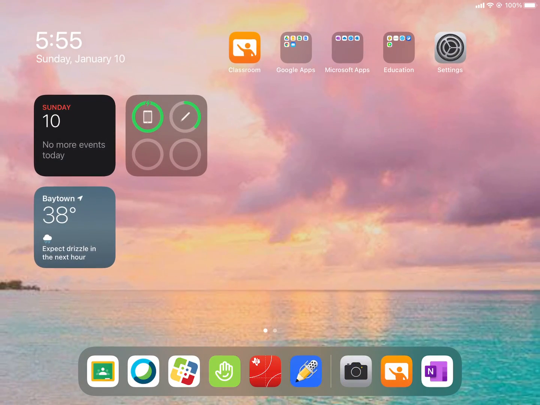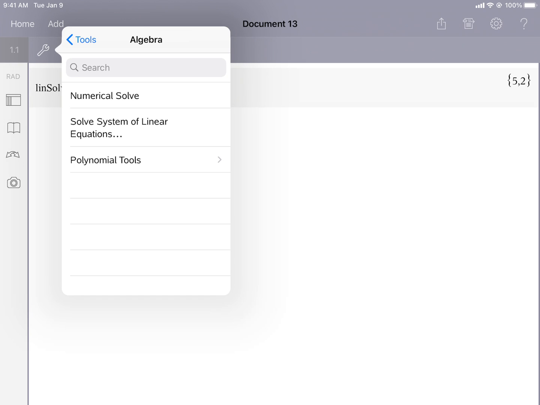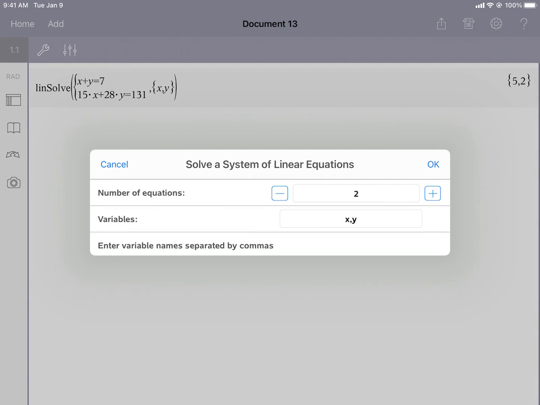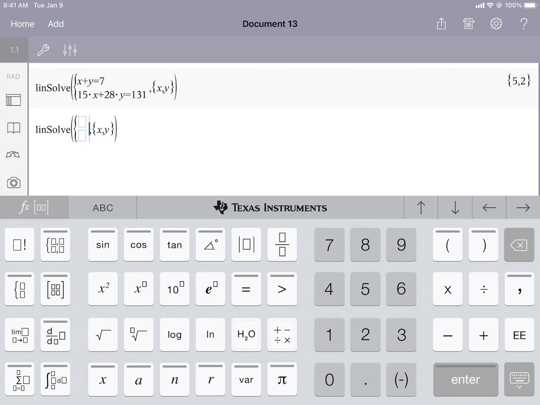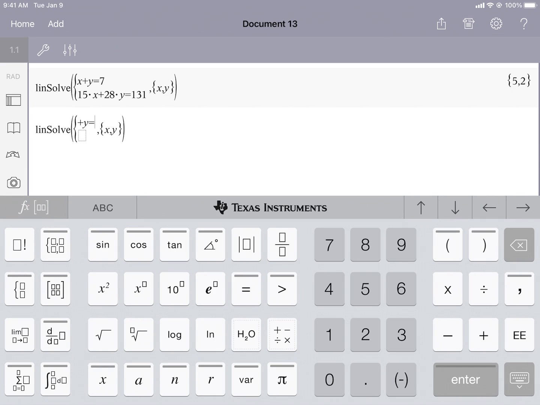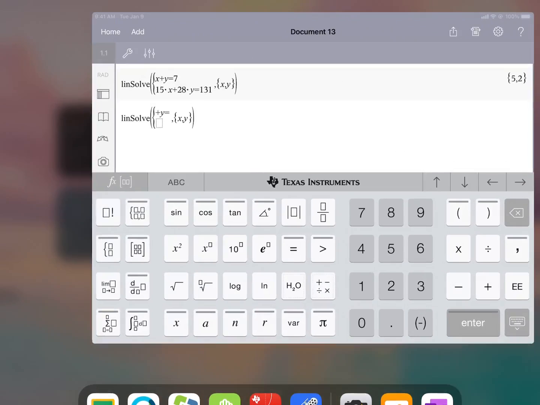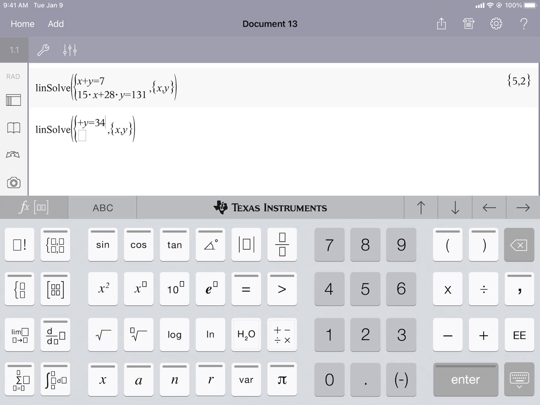So I'm going to go back to the calculator. I just go to the toolbar, and since I'm on the app, it's still at the same one. So I had X plus Y equals, and I think it was 34. There we go. I have a bad memory. Oh, it doesn't look like I typed that in right. So X plus Y equals 34.